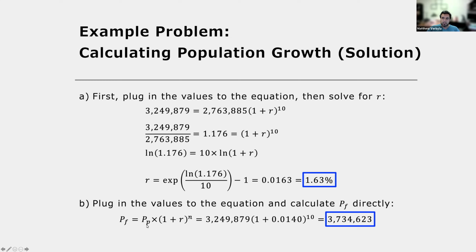And then P sub p is the present population, which is 3,249,879. All right, so the only thing we have left to do is calculate this value here, which will be equal to P sub f, which is the future population in the year 2030. And if we complete that calculation, we'll find that this is equal to 3,734,623, which would be the projected population of Utah in the year 2030, assuming a growth rate of 1.4%.